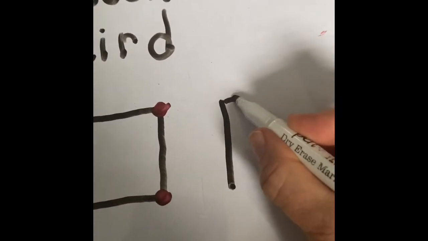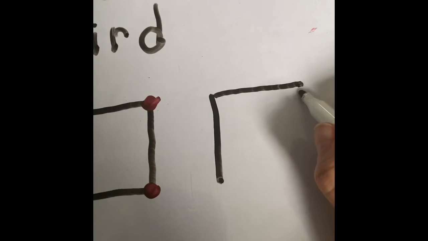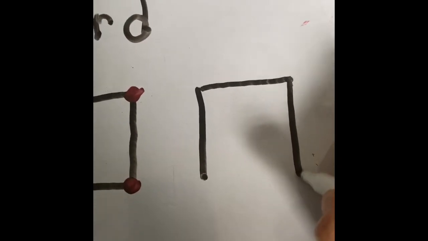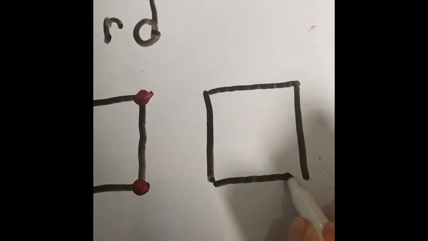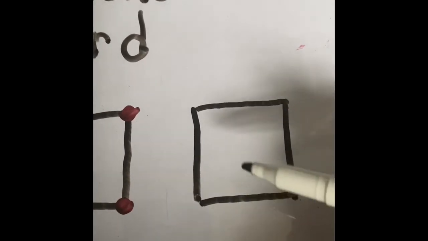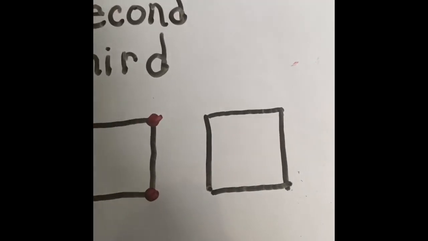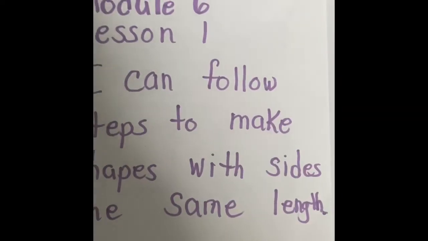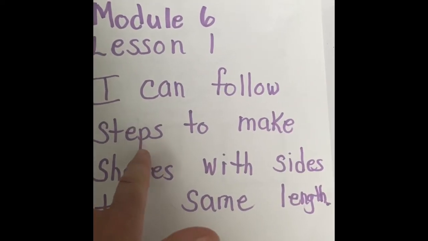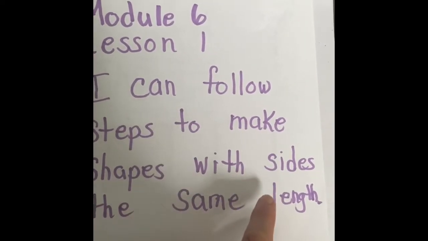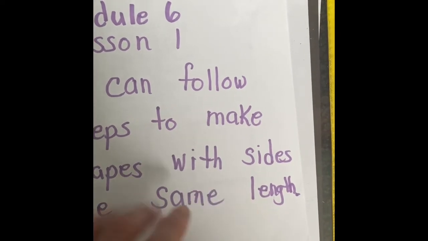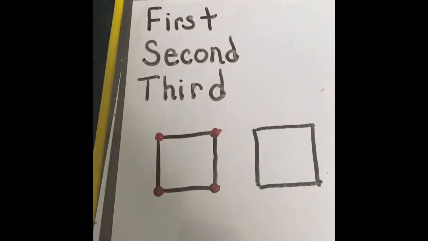So we have 1 side, 2 sides, 3 sides, 4 sides. Are the sides all the same length in a square? Yeah, you're right. They are all the same length. So if we think about our learning goal, we're following steps to make shapes with sides that are all the same length. All right, let's try another one.